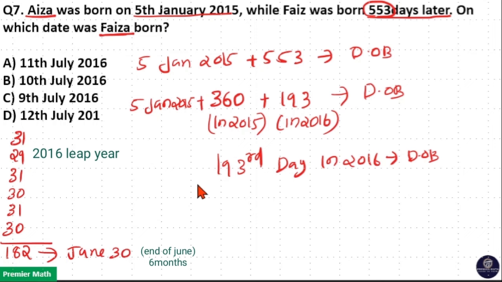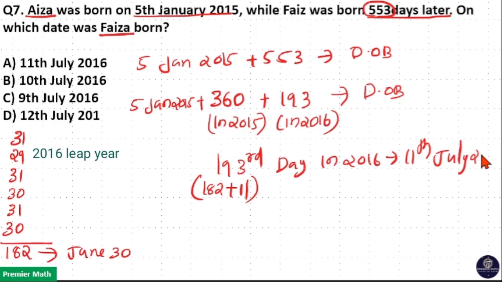But here this is 193 days. So 182 plus 11 of next month. 11 of next month means July 11. So 11th July 2016 is the date of birth. Option A is your answer.